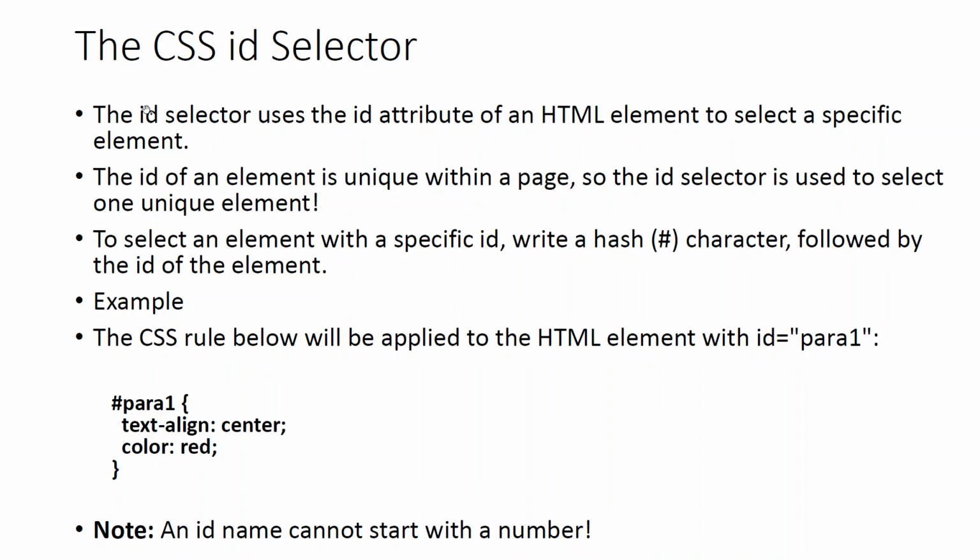Now for the ID selector, it assumes that we have an attribute called ID in a specific, in a particular tag. So if a tag has an attribute called ID, then we are going to use the name of that ID as our selector. So the value of that ID attribute becomes our selector. And this is how we go ahead and use it.